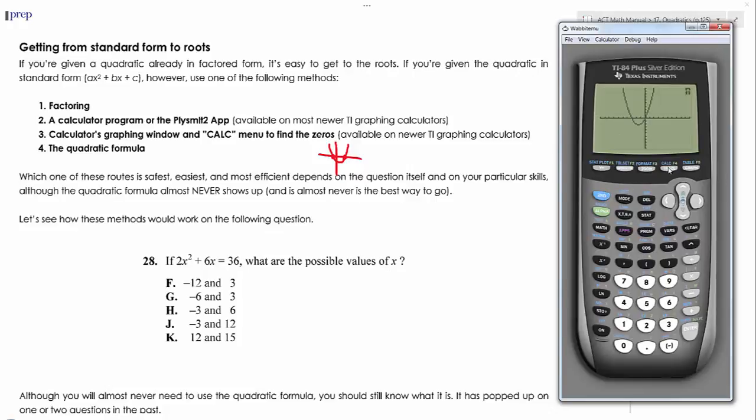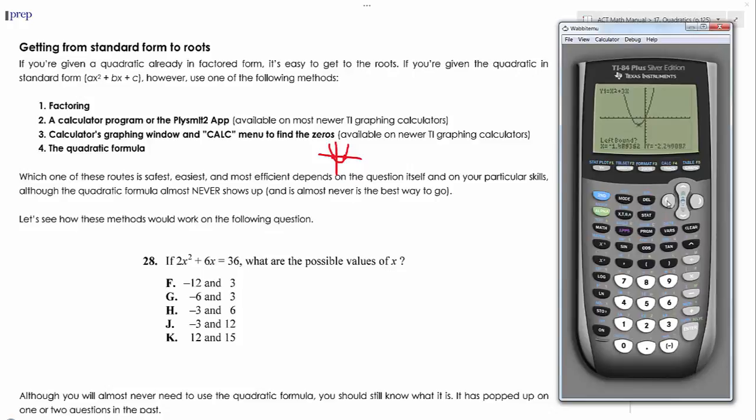That would be in the second, and then this calc menu here, second calc. Number 2 is zero, so I would hit 2. The calculator is asking me to capture the zero that I want to find. It's basically going to ask me for a left bound and a right bound. The reason I have to do that is because I have multiple zeros. I have 2 zeros, so the calculator needs to know which of those zeros I want to find.